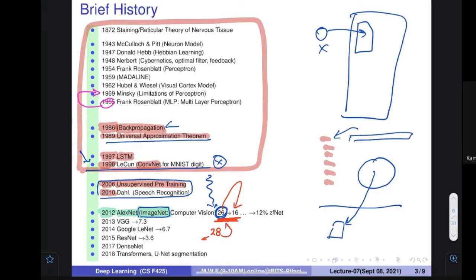So people were using these techniques, and from 28% they were able to reduce to 26% in one year. And suddenly from 26 to 16. It was a big breakthrough.